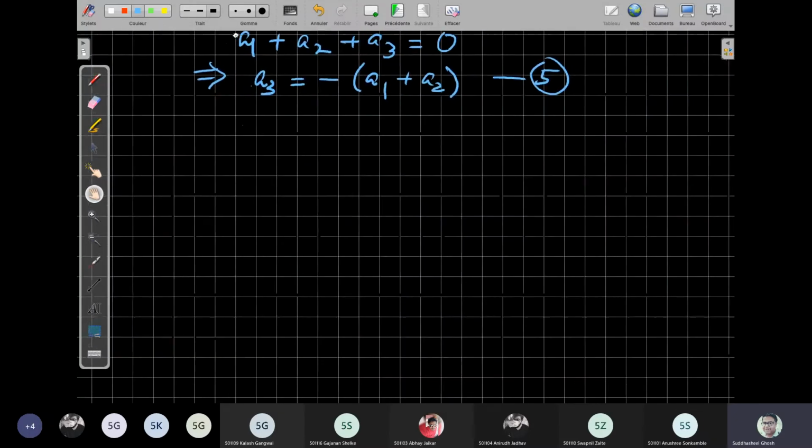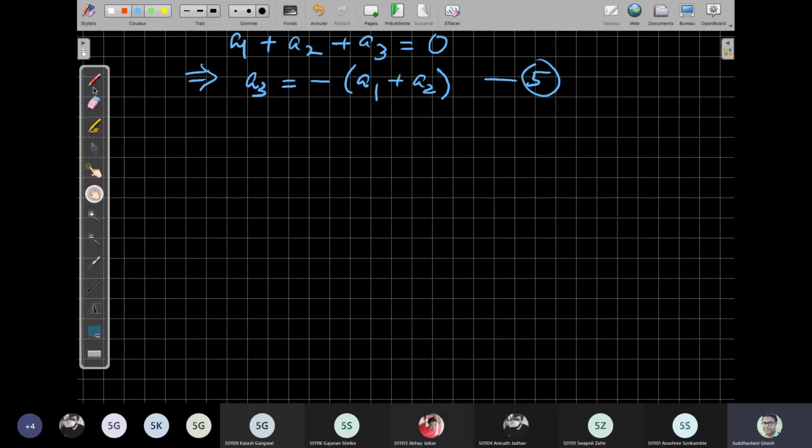Now, tell me, what is my differential equation? The differential equation is given: d2y by dx square plus, sorry, it will be minus y equal to x. That is the differential equation given.